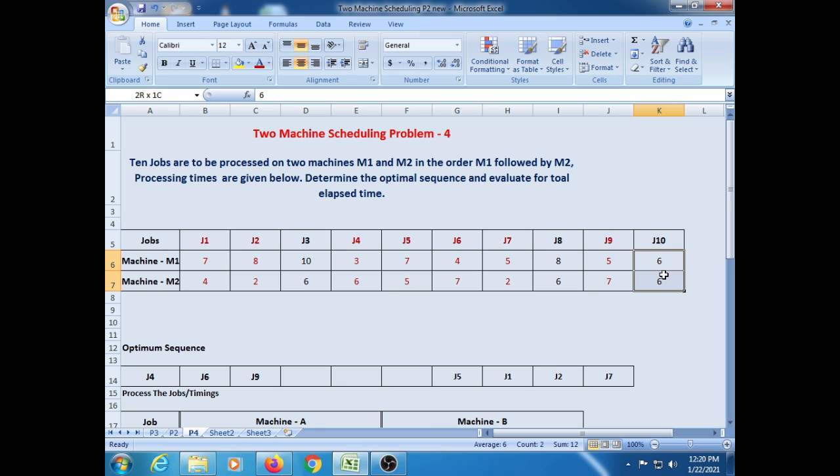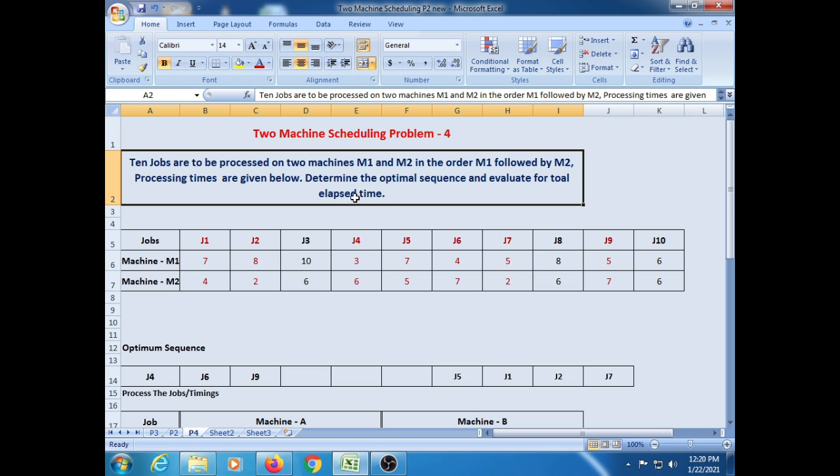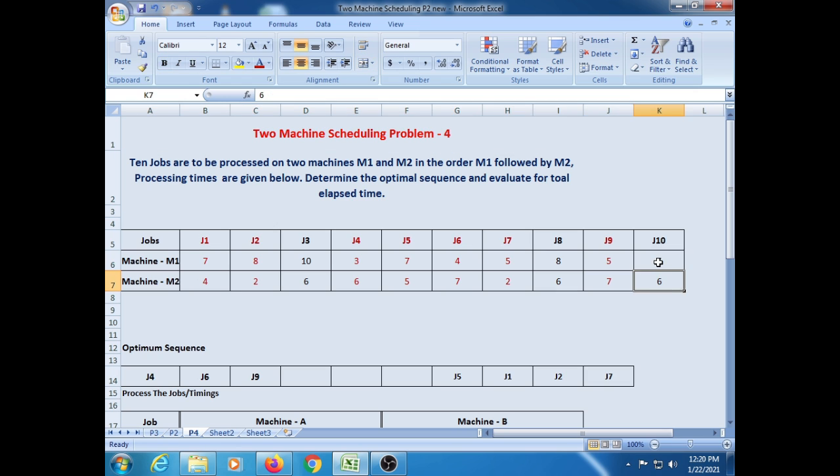Okay, so these 2 processing times are the same. If you take the machine 1 processing time or machine 2 processing time, whatever you take, the total elapsed time will never be affected. That's why you can take any one processing time, because these 2 are the same. So here my choice is I go for machine 1, then I place this job 10 here. So job 10 I placed.